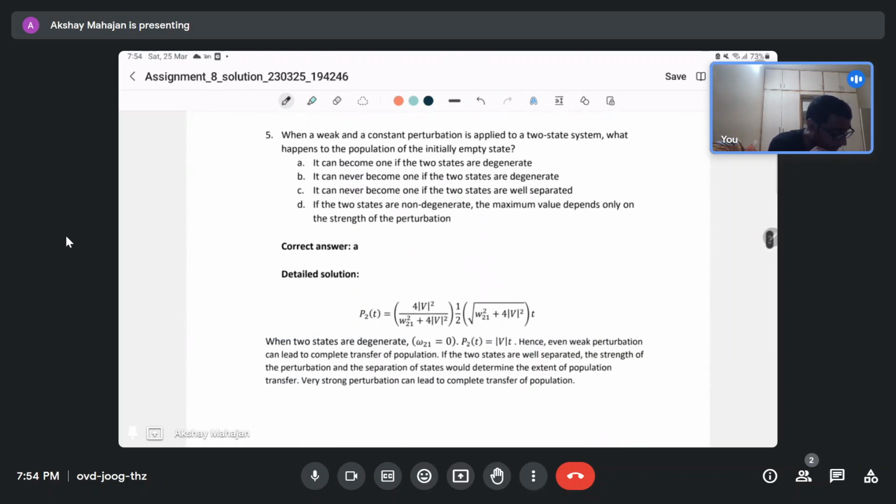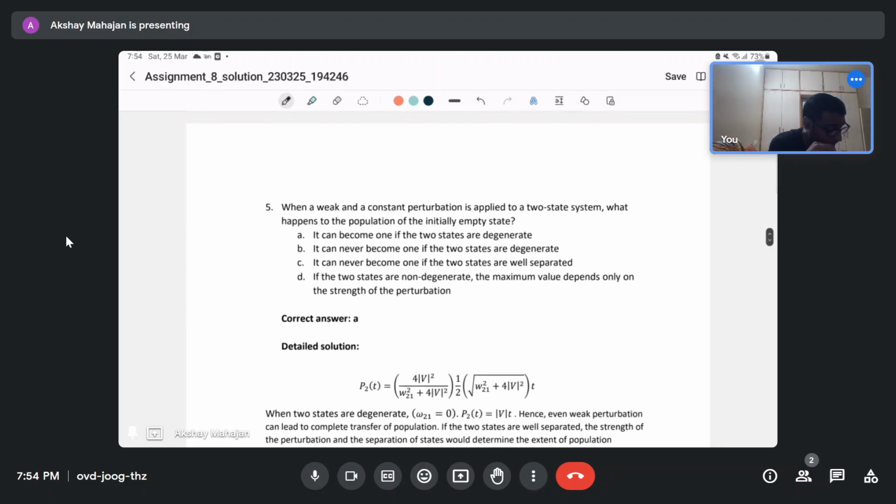Okay, then question number 5. When a weak and constant perturbation is applied to a two-state system, what happens to the population of the initially empty state? So it can become 1. With a weak and constant perturbation, it can become 1 if the two states are degenerate.